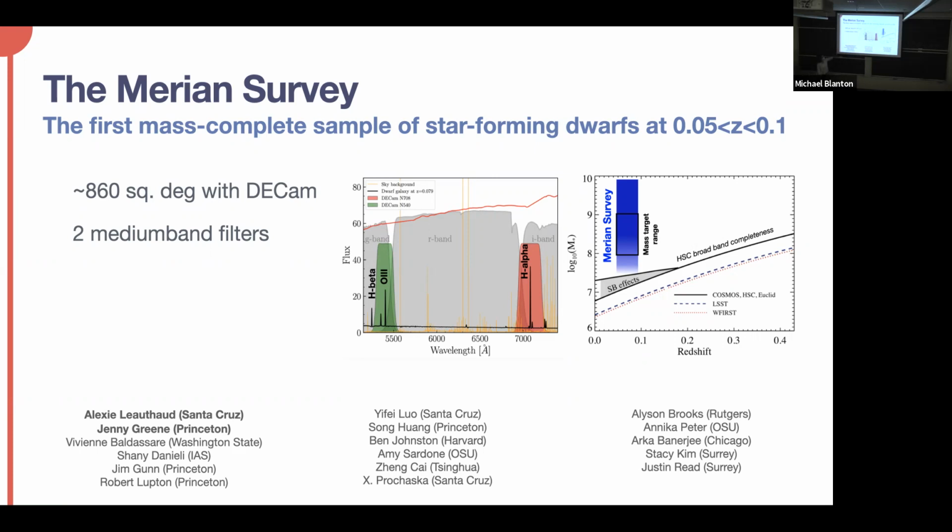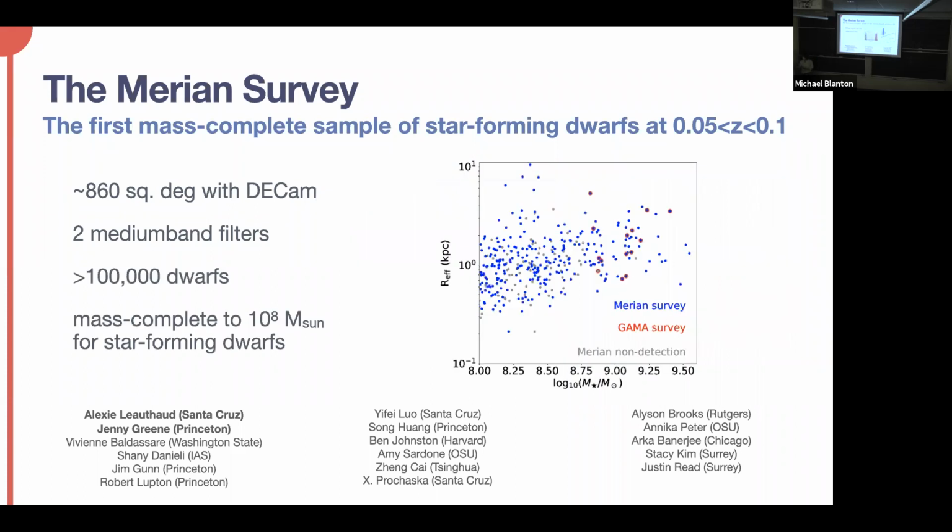And here are my second collaborator's slides. This is led by Alexie Leauthaud at Santa Cruz and Jenny Greene at Princeton, and a lot of other great collaborators. The sample, when complete, should have more than 100,000 dwarfs, and as I said, be mass complete to 10 to the 8 solar masses in stellar mass for star-forming dwarfs.